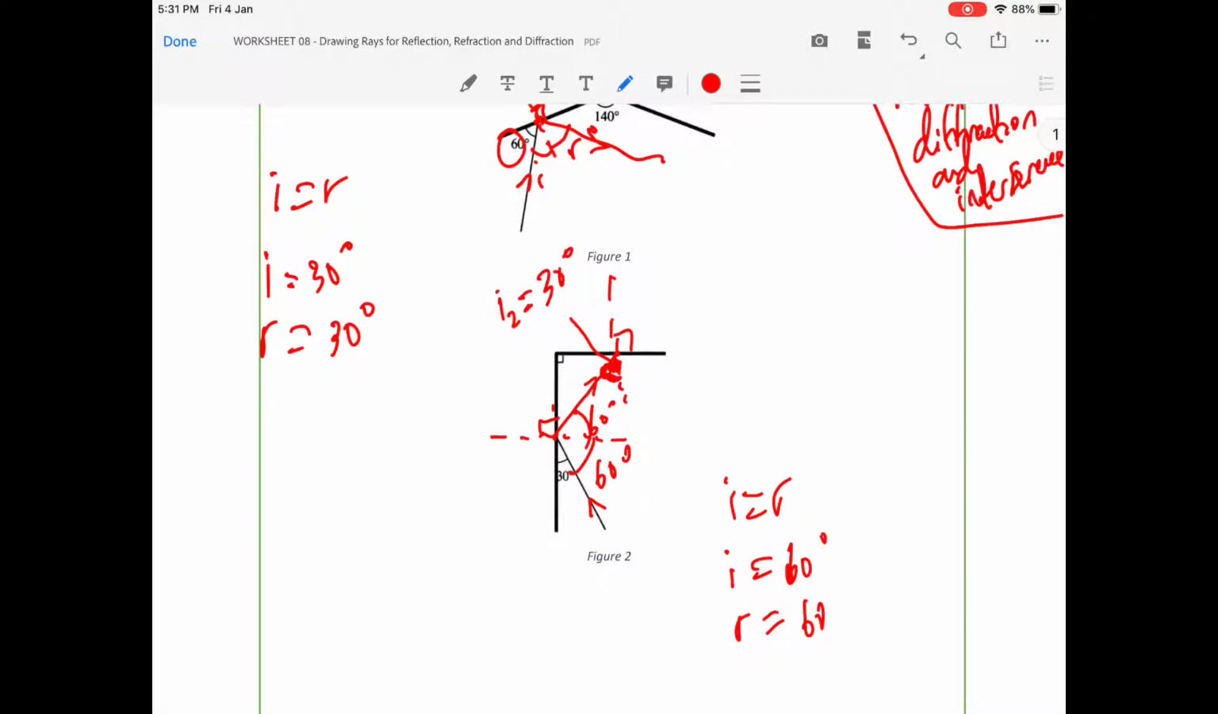So what is R2 here? R2 is going to be somewhere here. R2 is going to be equal to another 30 degrees. That's how you do a reflection question.